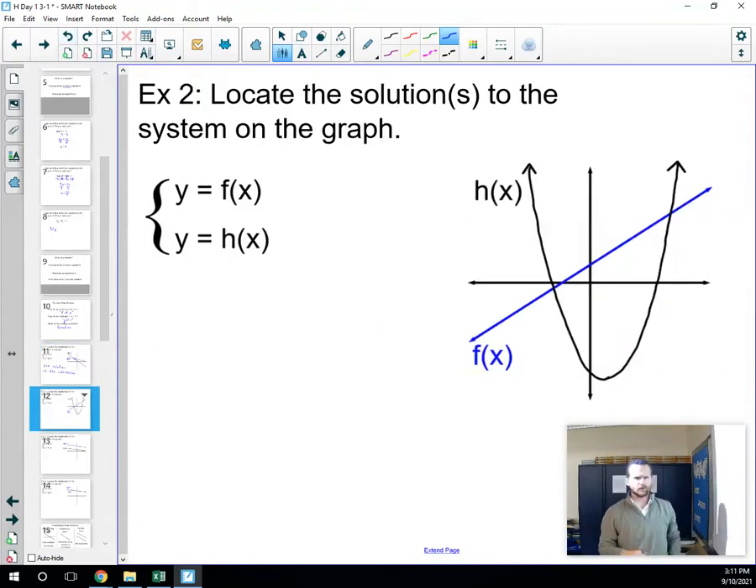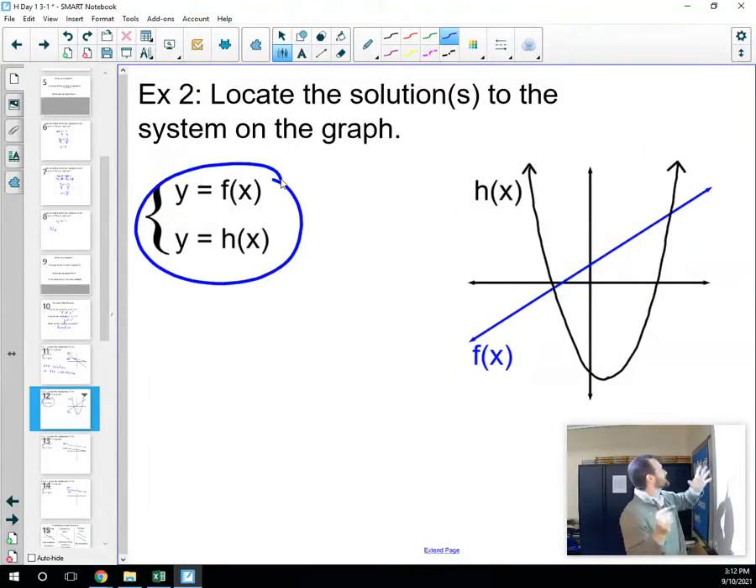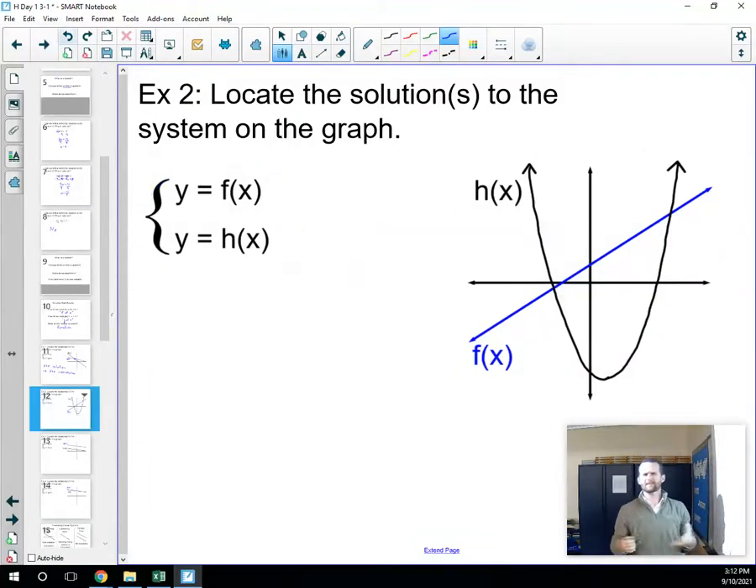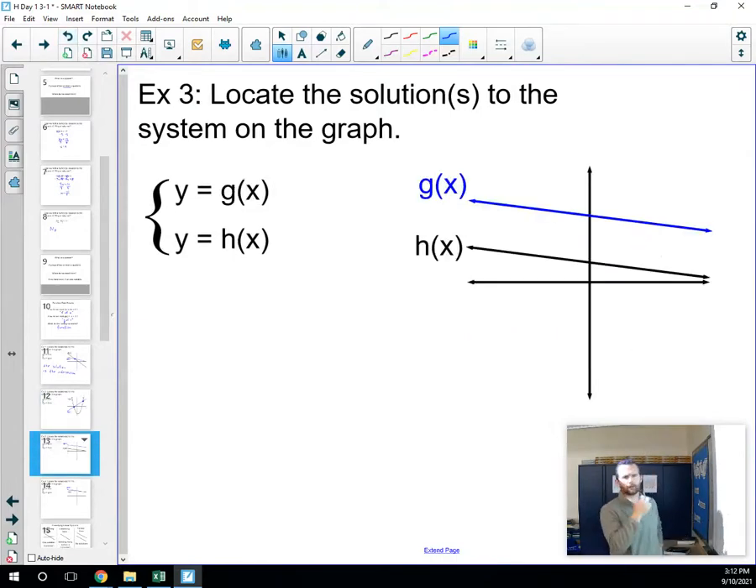Now let's take a look at example 2. Same directions, just a different graph. Here it's y equals f of x and y equals h of x, but the h doesn't really throw anything off. It's the same thing as f and g. Well, remember the solution is the intersection, so we see one solution right there and another solution right here. Here there are two solutions. There are 2 points on this graph that work for both of these functions. So this system has 2 solutions.